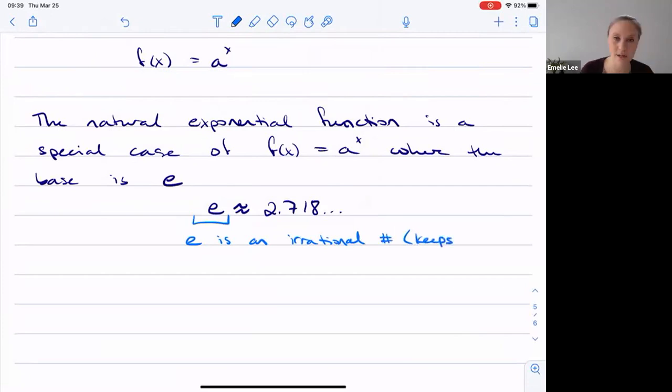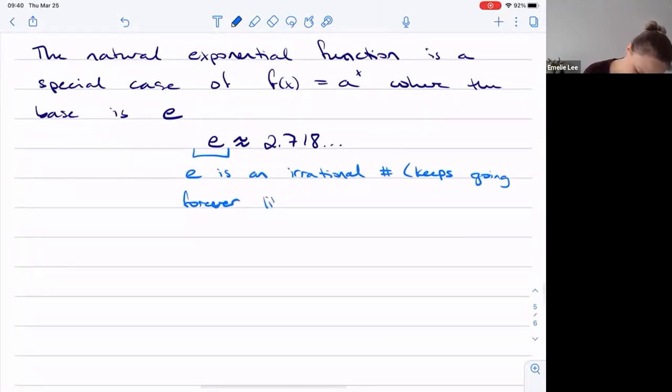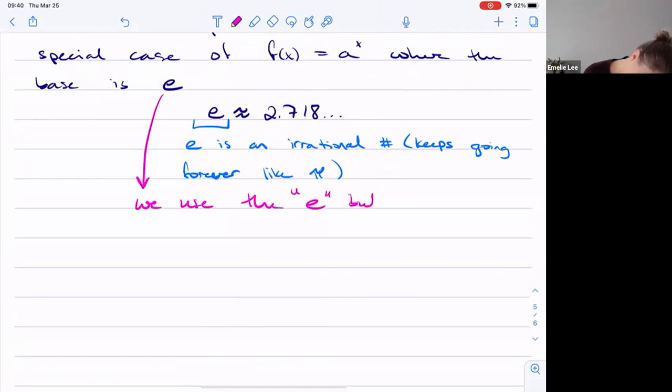So I'll just clarify, it keeps going forever, like pi, right? It's just another irrational number. And so what we do is we use the E button on our calculator. Just like you have a pi button, right? Somewhere on your calculator, you will find pi. So we use the E button on our calculator.